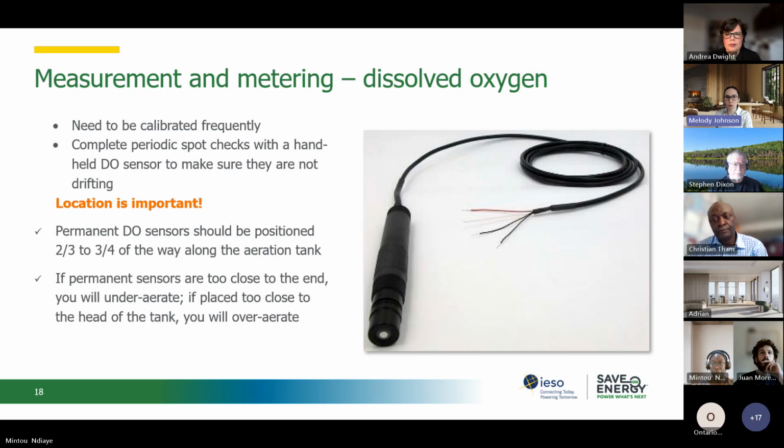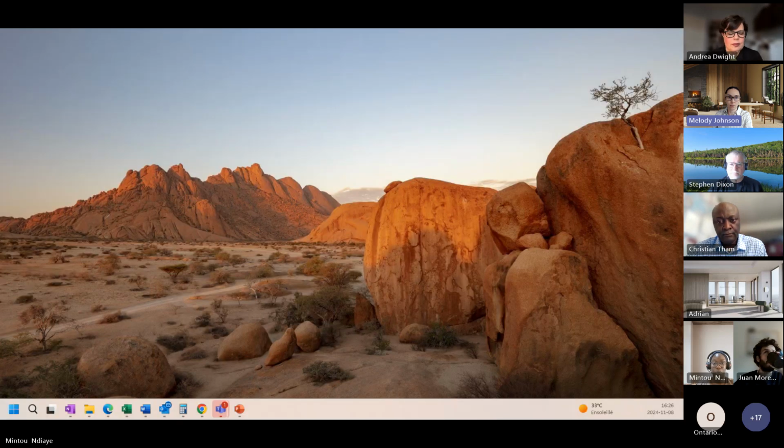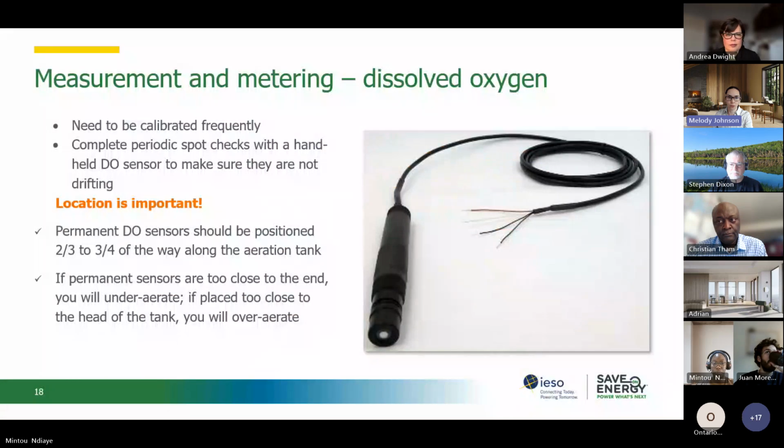Next is dissolved oxygen. So many treatment facilities will use DO to control the airflow rates to their bioreactors. The DO sensors should be calibrated frequently. So definitely recommend looking at what the manufacturer recommends and ensuring that you keep up with that. Also doing periodic spot checks with handheld DO sensors, just to make sure that your sensor isn't drifting.